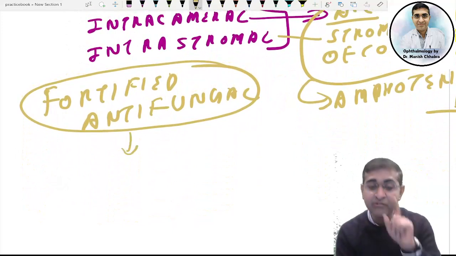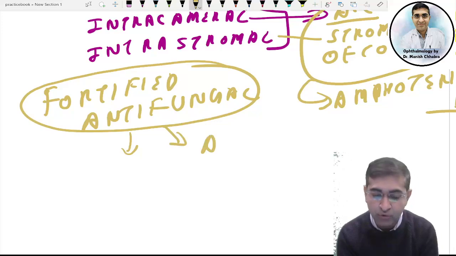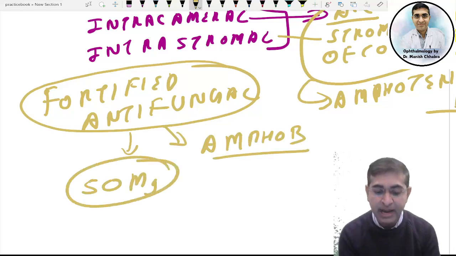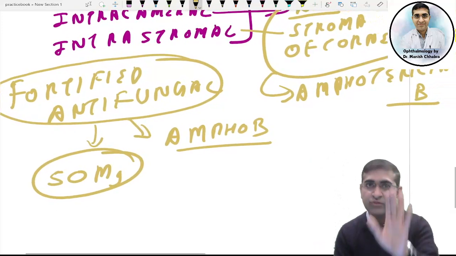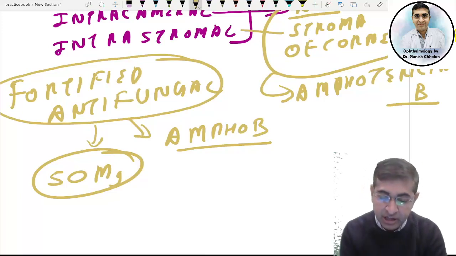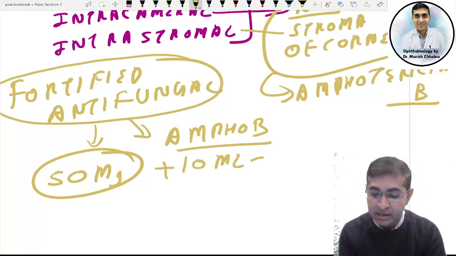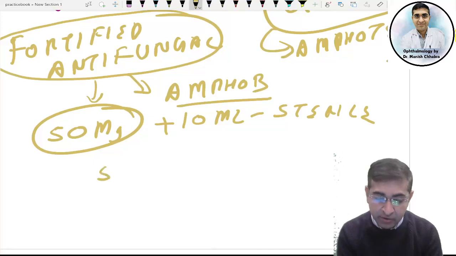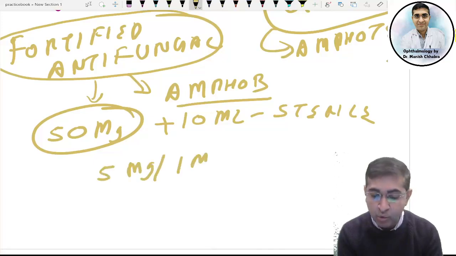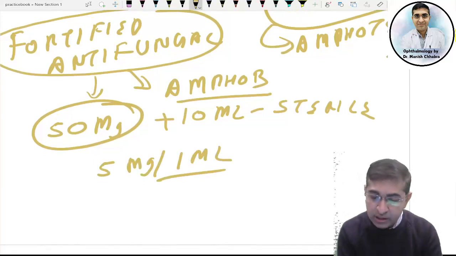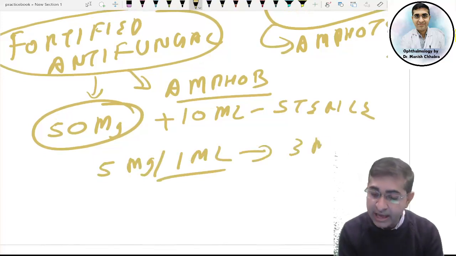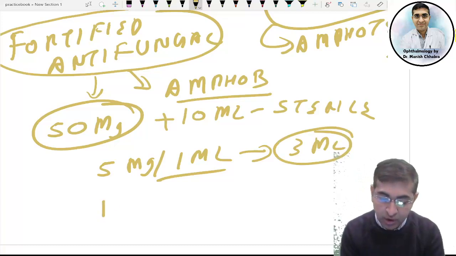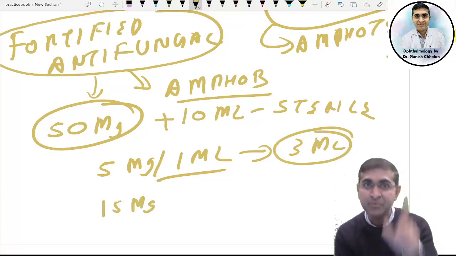So how do you prepare fortified antifungal? We generally go for amphotericin B. Amphotericin B 50 milligram is available, I'm just giving you an example. You will add 10 ml sterile water. Now the concentration that you have is 5 milligram per 1 ml. Now you further take 3 ml of this 5 milligram per 1 ml solution. So you have got 15 milligram of the antifungal.